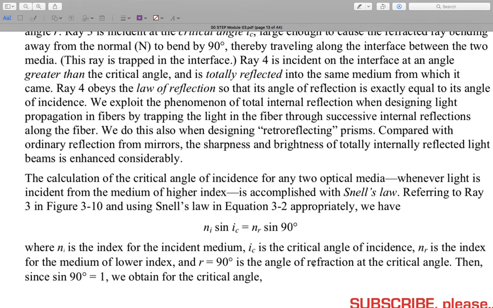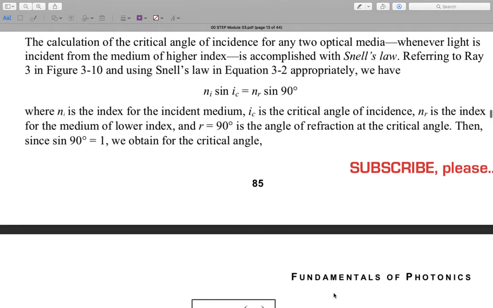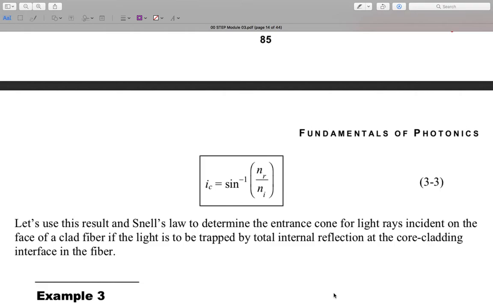Here nI is the index for the incident medium, iC is the critical angle of the medium, nR is the index for the medium with the lower index, and 90 degrees is the angle of refraction at the critical angle. Then since sin 90 equals 1, we obtain for the critical angle: iC equals sin minus 1 of nR divided by nI.